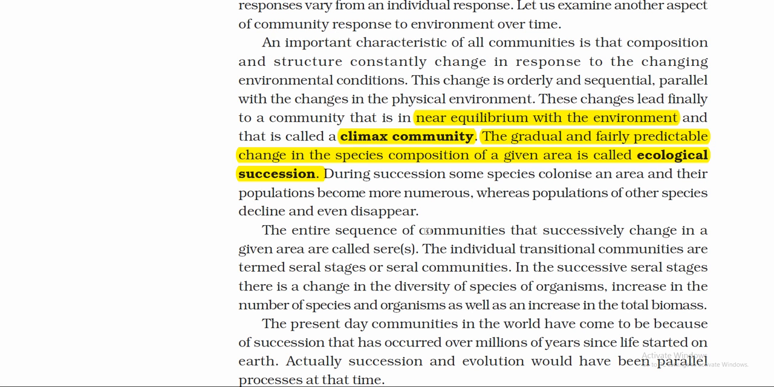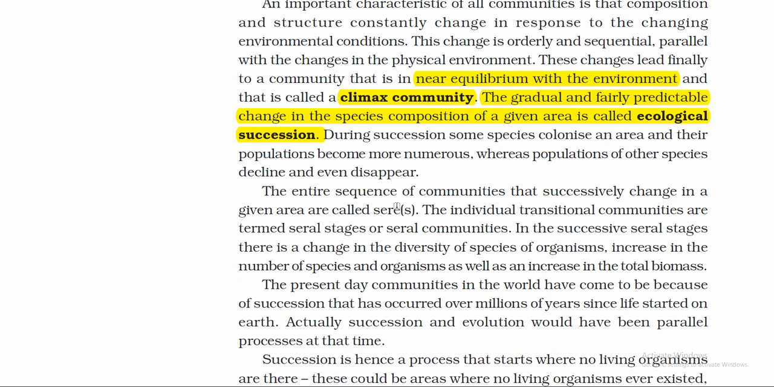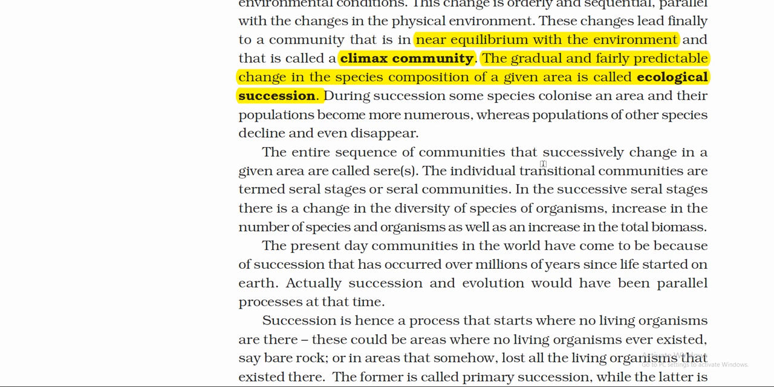During succession, some species colonize an area and their populations become more numerous, whereas populations of other species decline and even disappear. The entire sequence of communities that successively change in a given area is called a sere. The individual transitional communities are termed serial stages or serial communities.